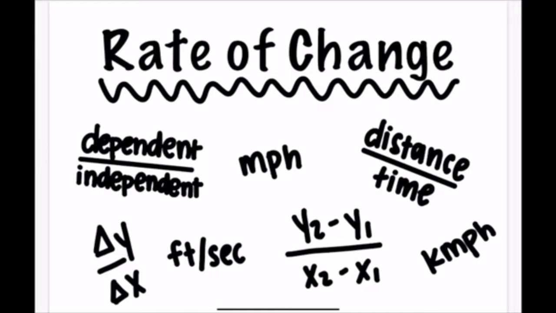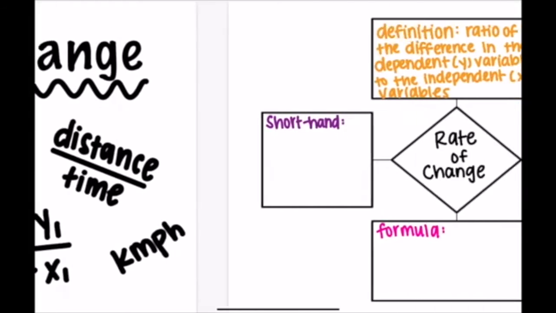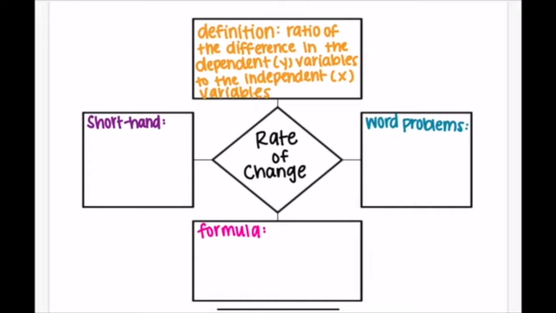In this video, we're talking about rate of change. The definition of rate of change is the ratio of the difference in the dependent variables, which are the y, to the independent variables, which is x. So it's the change in the y values compared to the change in the x values.